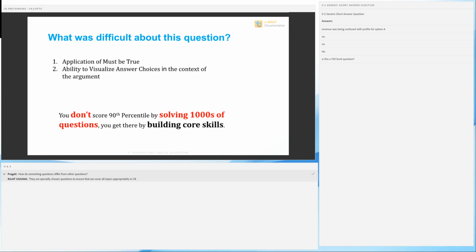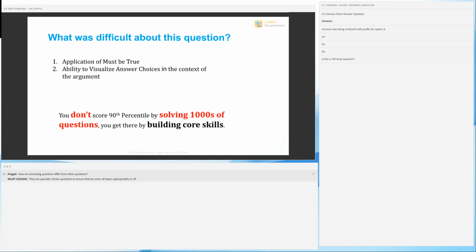So what is challenging about this question? Again, revenue, profits, nothing is important here in the context of this. This question is all about the claim made by the commissioner. What's important here is understanding what must be true means, and in that context, you've got to visualize what these answer choices are saying. So that's really, really important.